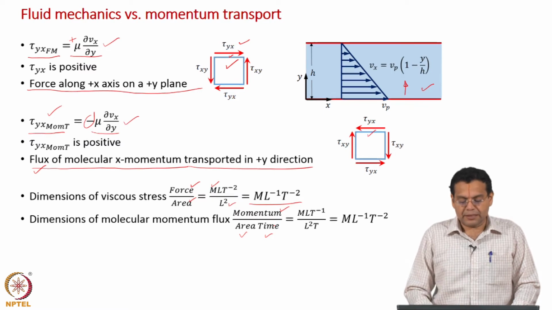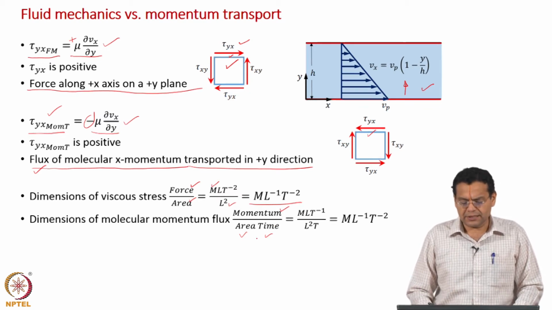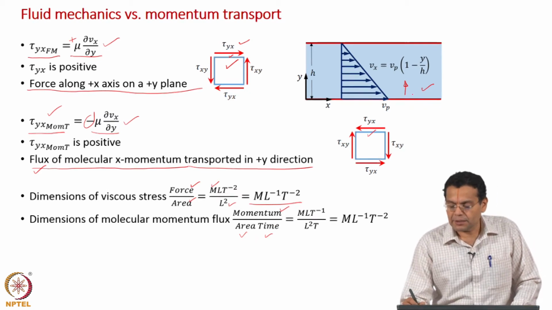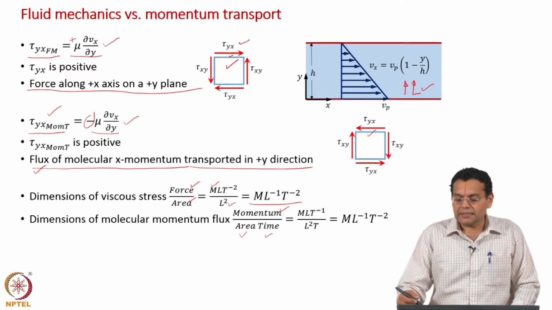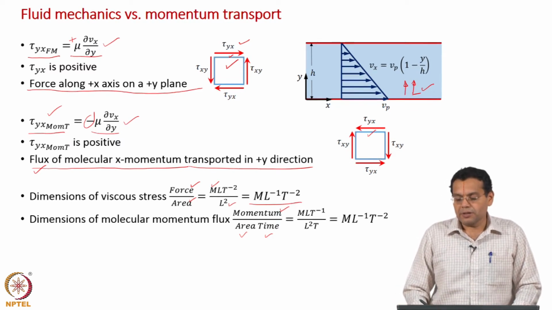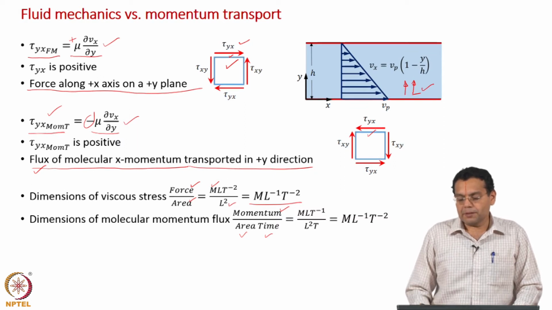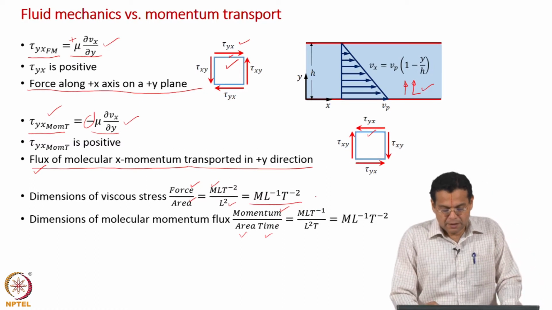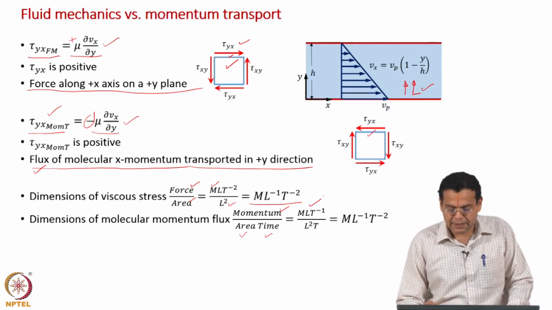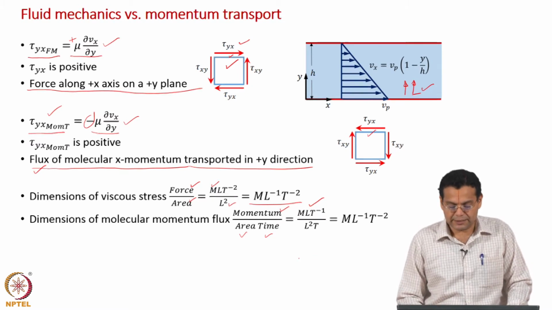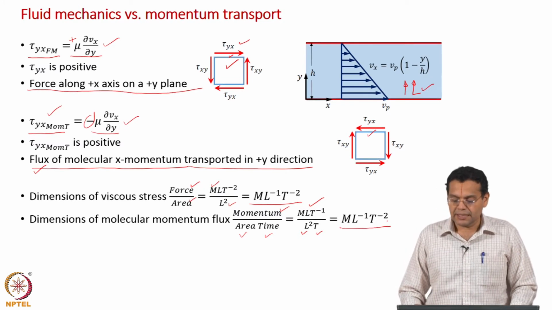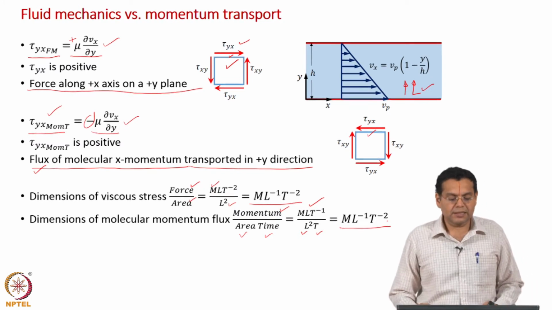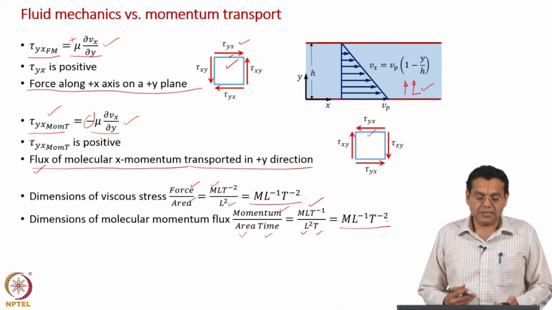Remember when we defined tau ix in the first instance, we said x momentum is transported in the y direction. This rate of transport of x momentum per unit area is the momentum flux. So for momentum it is m L t minus 1, this is mass into velocity, and then you have area and then time. So once again we get the same dimensions, m L minus 1 t minus 2. Certainly they have the same dimensions, but the physical interpretation is different.